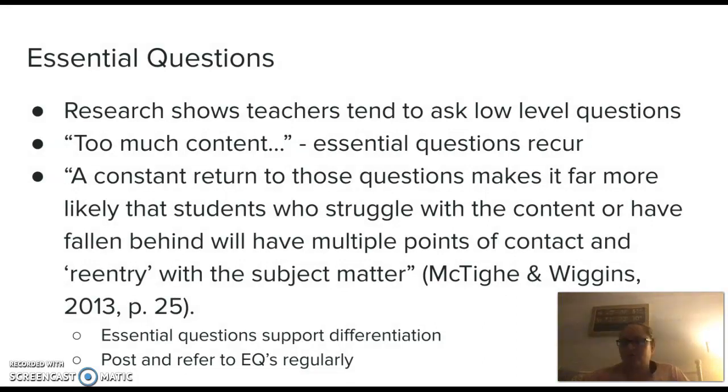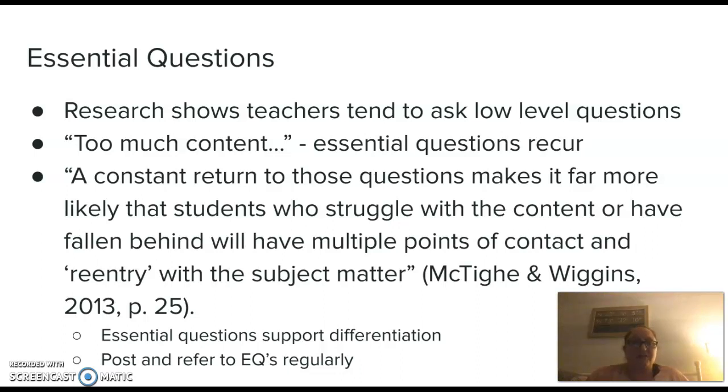Again, probably more review, so please just humor me. But research does show that teachers tend to ask lower level questions. And that's just in general. And I think it's because it's easy. It's quick. We know students are reading or following along if we ask them a low level question, right? But that's not all that helpful when it comes to essential questions. If you ask low level questions, you'll get overwhelmed because there would just be too much content for you to try to cover.